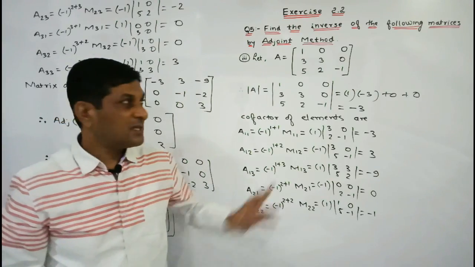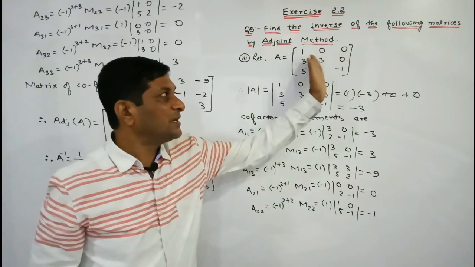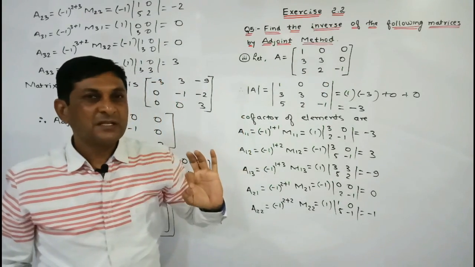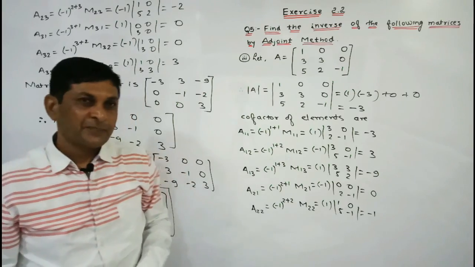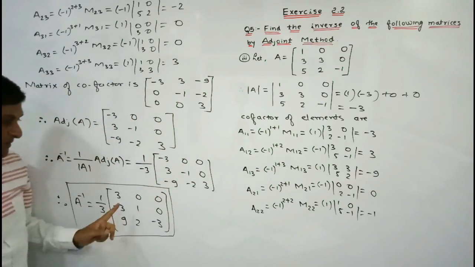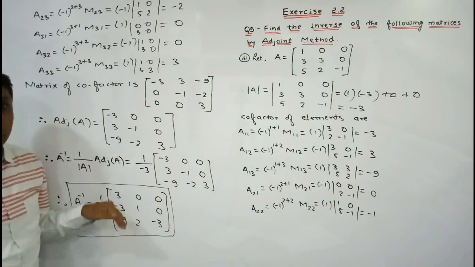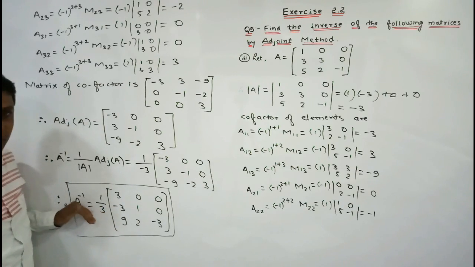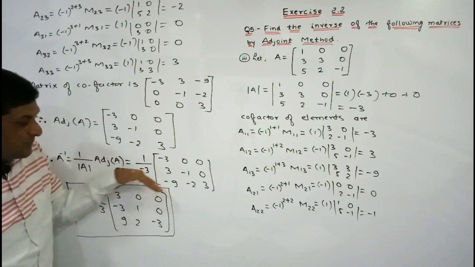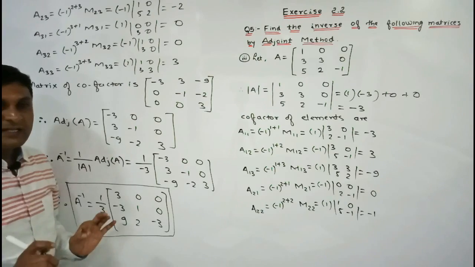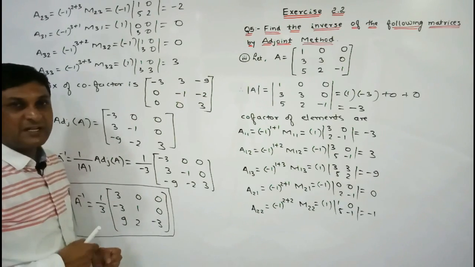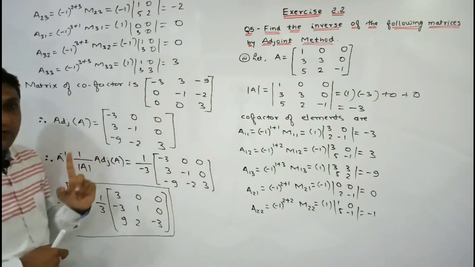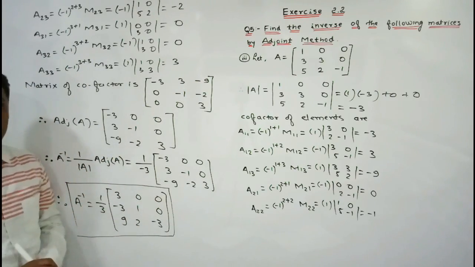Here we can observe that all the elements above the diagonal elements are 0, which means this matrix is a lower triangular matrix, and we can observe that the inverse of a lower triangular matrix is also lower triangular, because this is the value of A inverse, and all the elements above the diagonal are 0. So the important result we are getting is: the inverse of a lower triangular matrix is a lower triangular matrix.